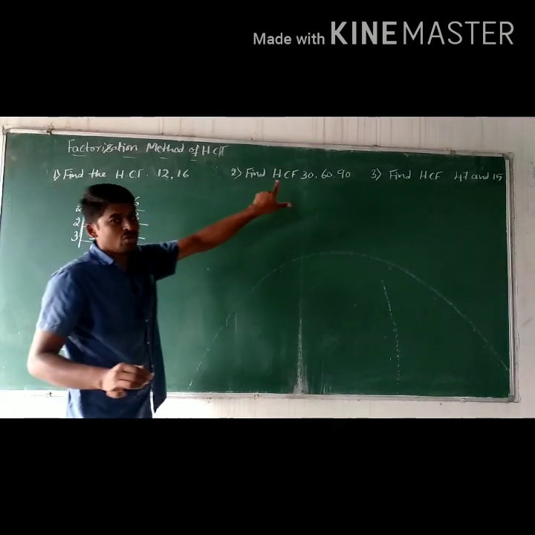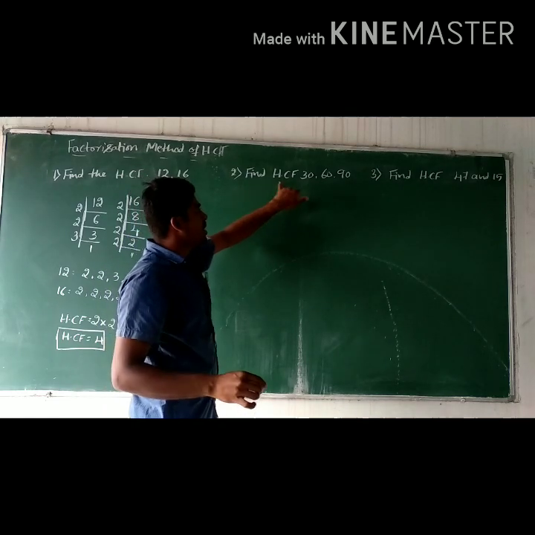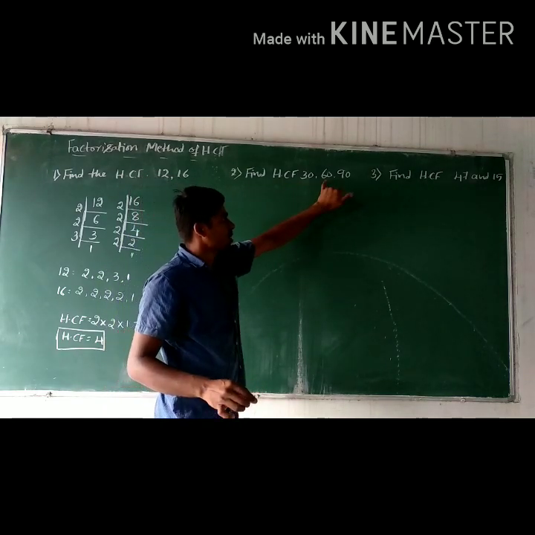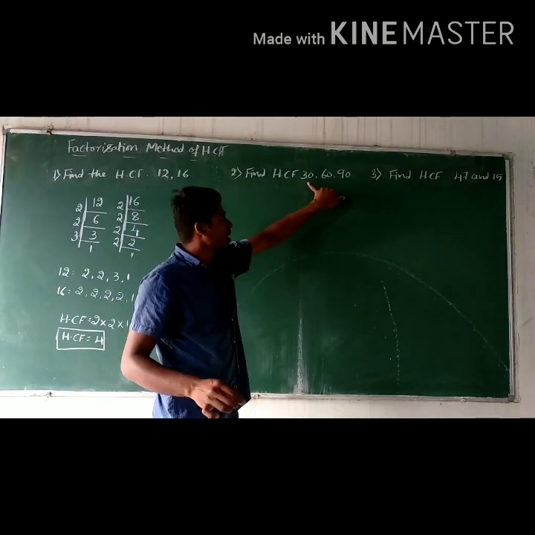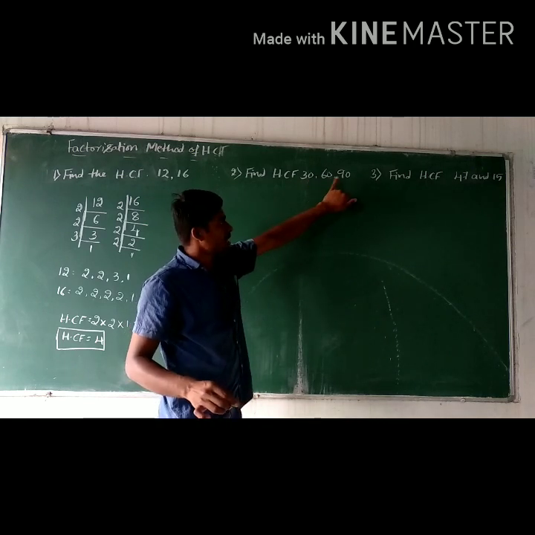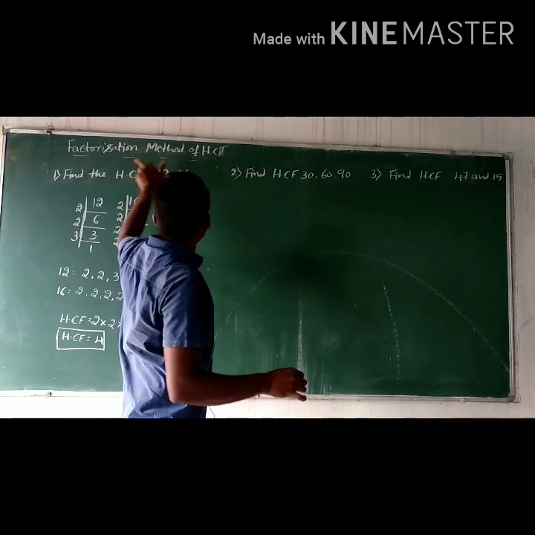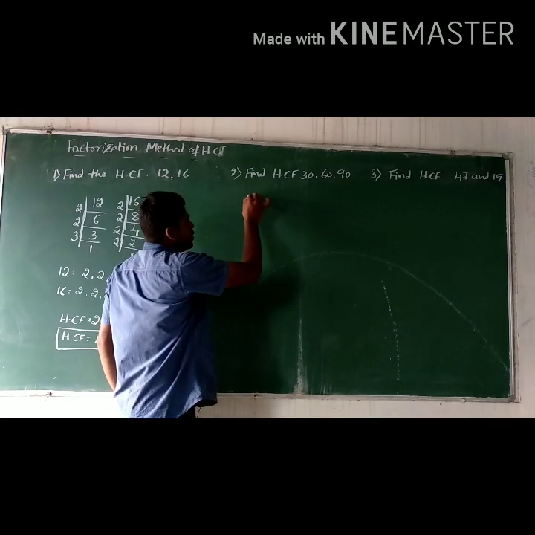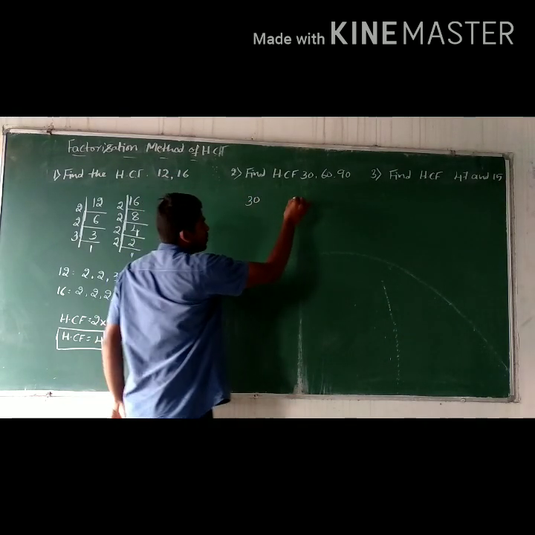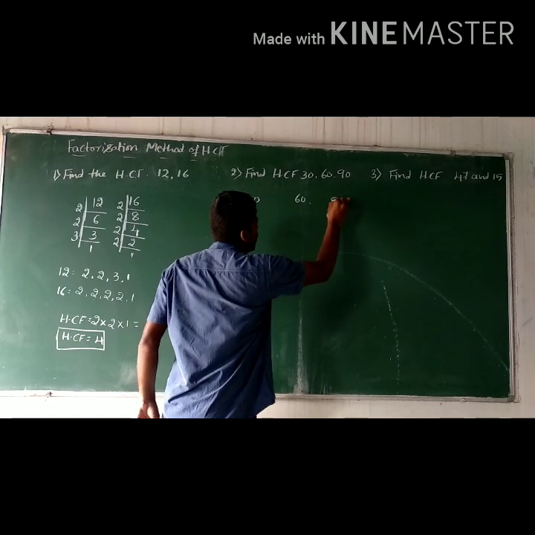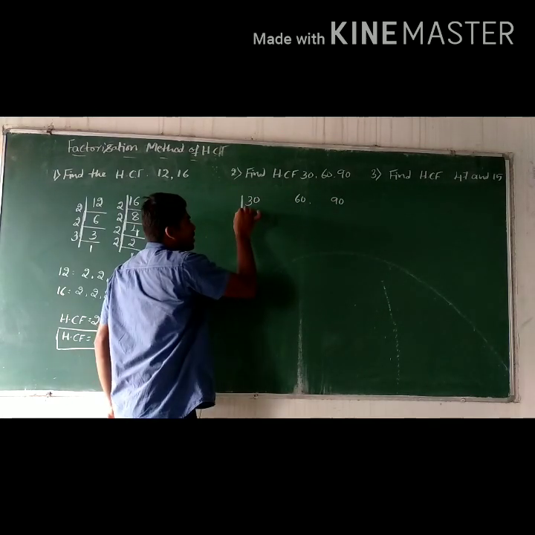Let us do the same on the second problem. Find the HCF for 30, 60 and 90. We are going to calculate the HCF for 30, 60 and 90, in the same factorization method. We divide them individually, starting with 30.